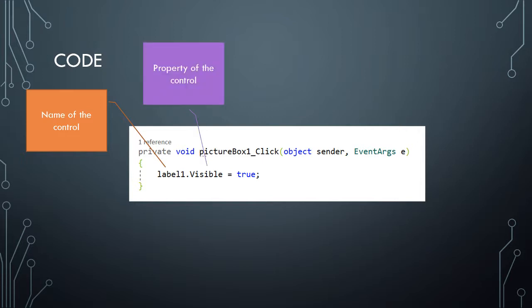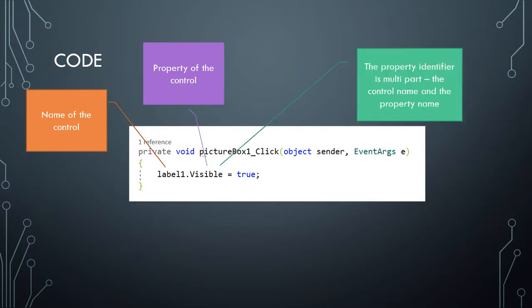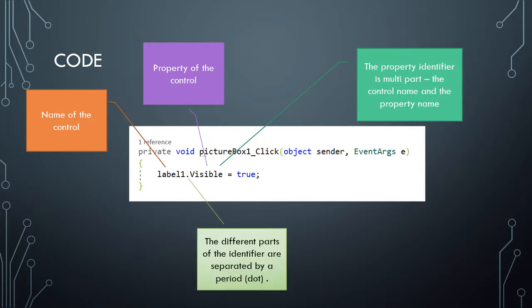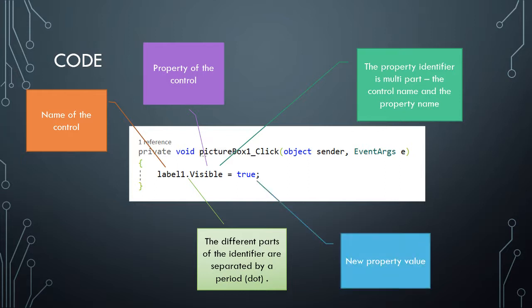Then we have the property of the control that we're concerned with, and that property is a class field that's available to that control. The two of those pieces combined create the property identifier. The identifier for a property on a form control is multi-part. The control name and the property name are combined, and they're separated by a dot. So that dot is important. It indicates that we're looking for a subcomponent of a component. We've seen that in some other C# syntax.